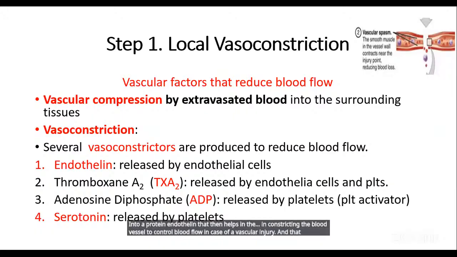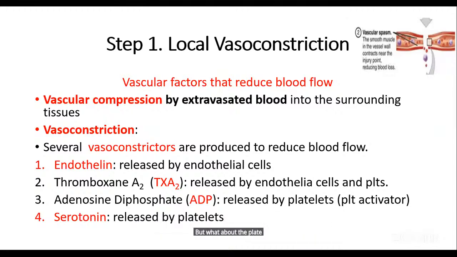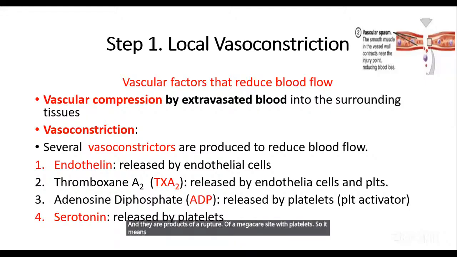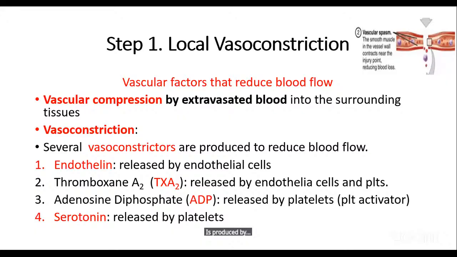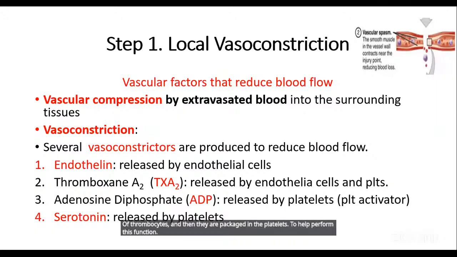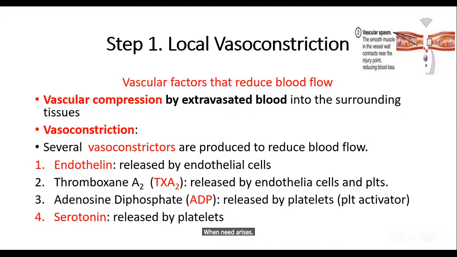And that also happens with the production of thromboxane A2 by the endothelial cells. But what about the platelets? Platelets are actually enucleated cells, and they are products of a rupture of a megakaryocyte. So it means this thromboxane A2 is produced by the immature forms of thrombocytes, and then they are packaged in the platelets to help perform this function when need arises. Adenosine diphosphate, serotonin also produced in the same way.